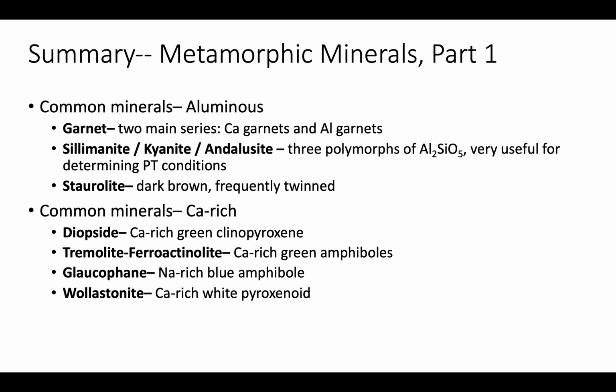Then for our calcium-rich minerals, these are mostly members of mineral groups we've already learned about. We had diopside, which was our calcium-rich green clinopyroxene. Tremolite and ferroactinolite, which are our calcium-rich green amphiboles. Glaucophane, which is actually sodium-rich rather than calcium-rich, but shows up in similar rocks. This is our blue amphibole that gives blue schist its lovely color. And then wollastonite, which is a calcium-rich white pyroxenoid, similar to but not quite a pyroxene.